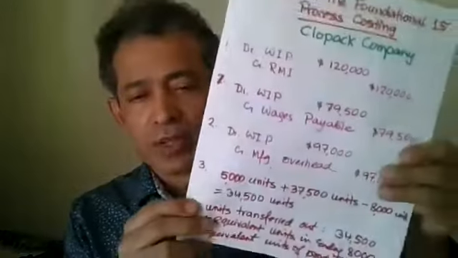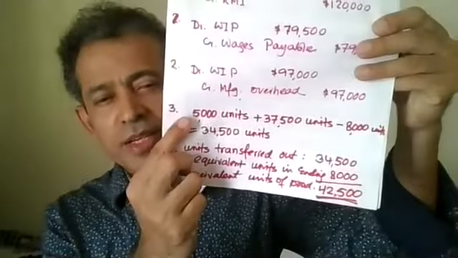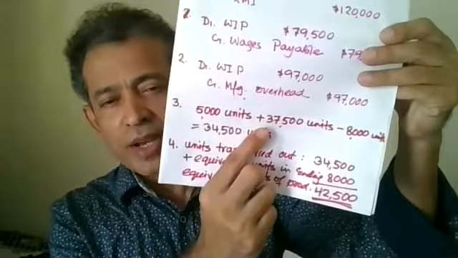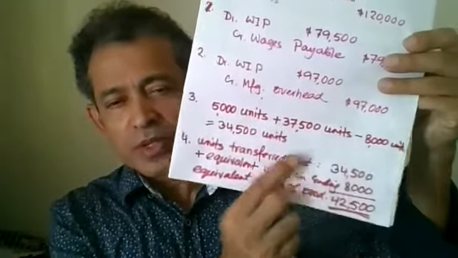So in terms of materials, our total work during the period would be the original 5,000 plus the 37,500. So that's what we calculate here. You can see 5,000 units, the beginning inventory, plus 37,500 minus 8,000 that we kept with us. So 34,500 is what's been produced and transferred to the next department. 34,500 have been worked on and transferred. The question was to compute equivalent units of production for materials.